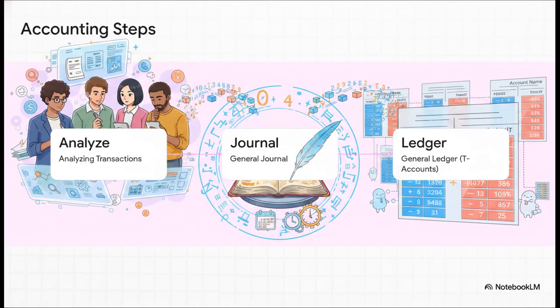You know, accounting doesn't just mean throwing numbers at a wall to see what sticks. It follows a very strict logical sequence. Step 1 is analyzing raw transactions. You've got to figure out what actually just happened. Step 2 is recording that event in the general journal. And then step 3, we move that info directly into the general ledger, specifically into what we call T accounts, which are literally shaped like a T, and that gives us a super structured view of every single individual account.